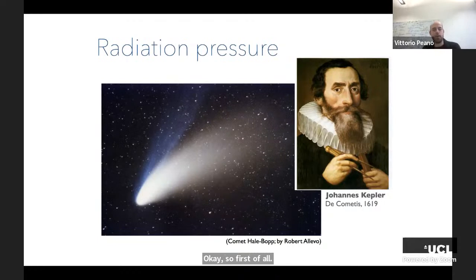Okay, so first of all, some historical motivation. The concept of radiation pressure was proposed very early on by Kepler in 1700. He had observed that the tail of a comet always points away from the sun. And then he thought that this is a proof that the dust that originates from the impact of the comet with the atmosphere experiences a force by the radiation.